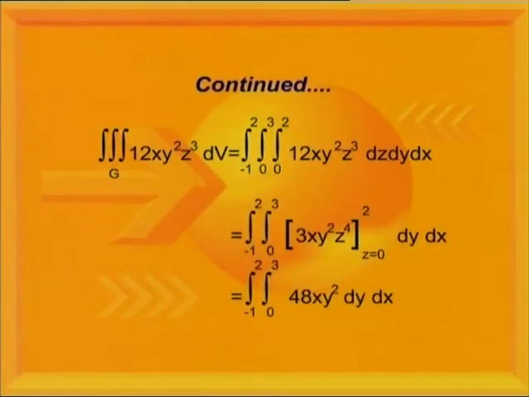Integrating with respect to z first, we get 3xy²z⁴, and limits are z is equal to 0 to 2. After substituting these limits, we get double integral of 48xy² with respect to y and with respect to x. The limit of y, as you see there, from 0 to 3, and limit of x is from x is equal to -1 to 2.